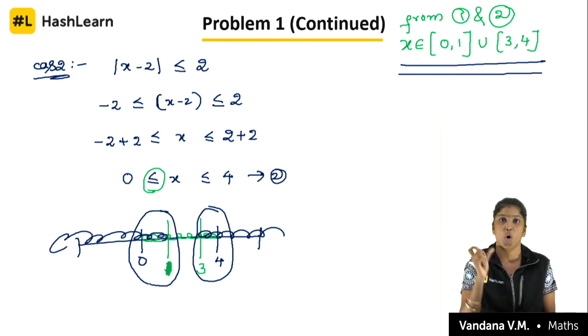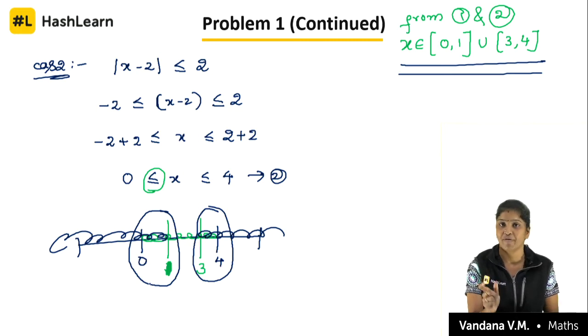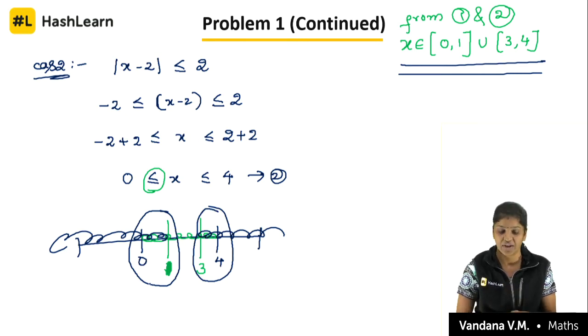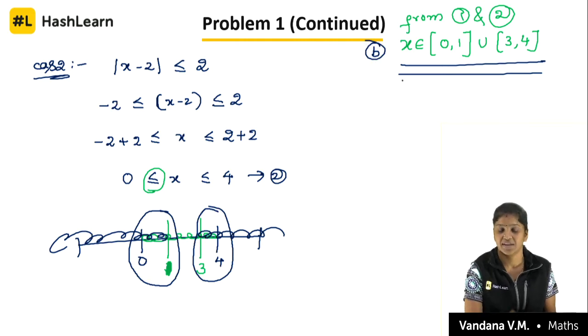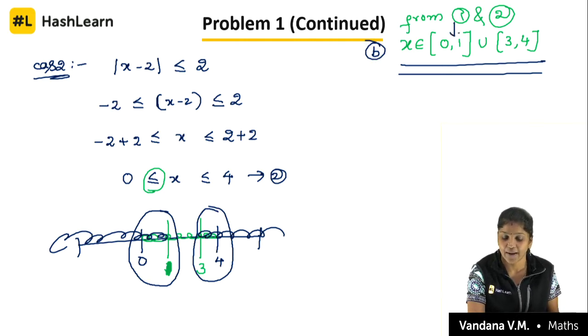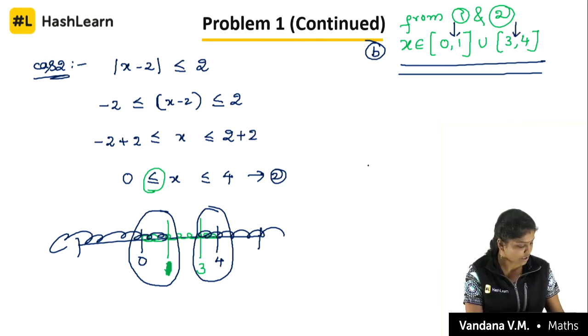You will have the options. Please, if it is an open interval, you have to check at the end points and between values. You give those values in the equation. How to give? Suppose this is my option B. You imagine, I will pick one number between here and I'll substitute over there.